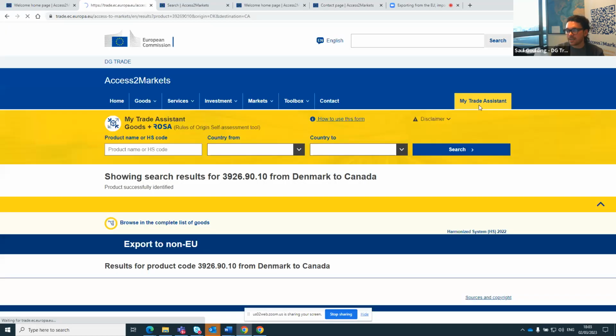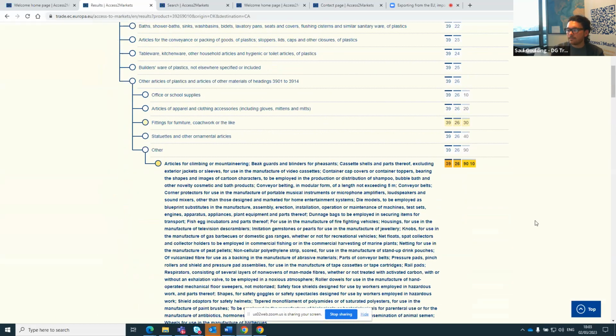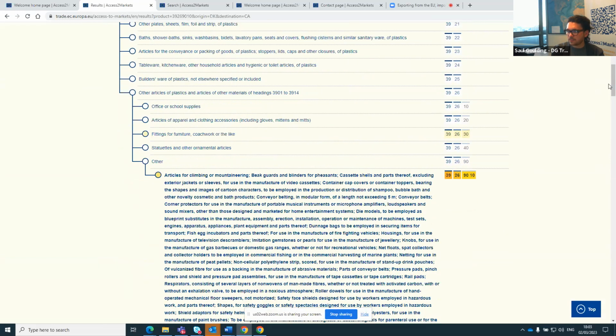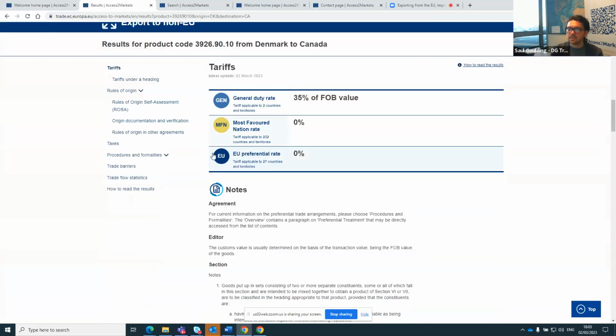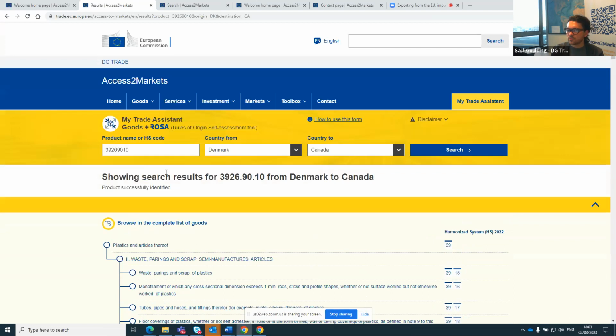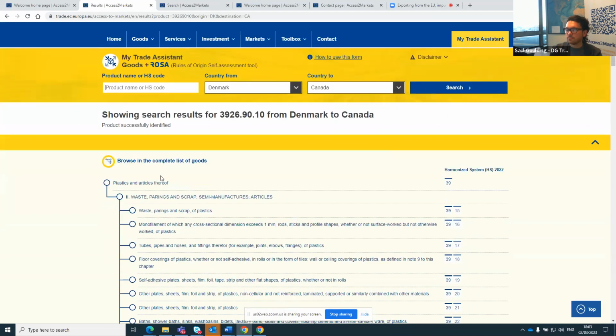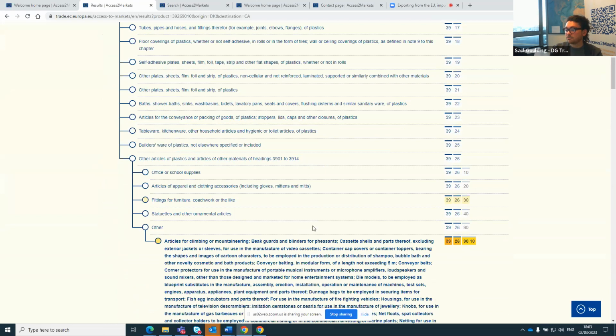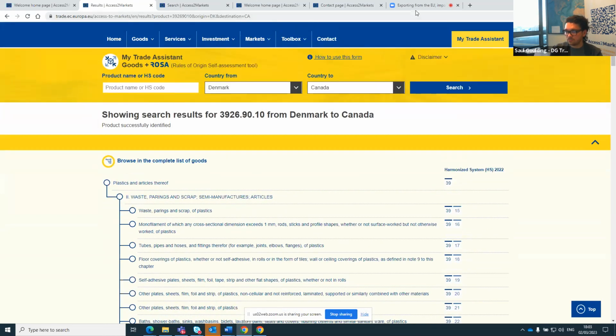Say, for argument's sake, it's this one, and they would be able to then see all of the preferential rates, the tariff taxes, etc. So to answer their question, you don't even really need the HS code per se. You just need a product name, and through the HS tree, as we call it, you will be able to find the one that best suits your need.